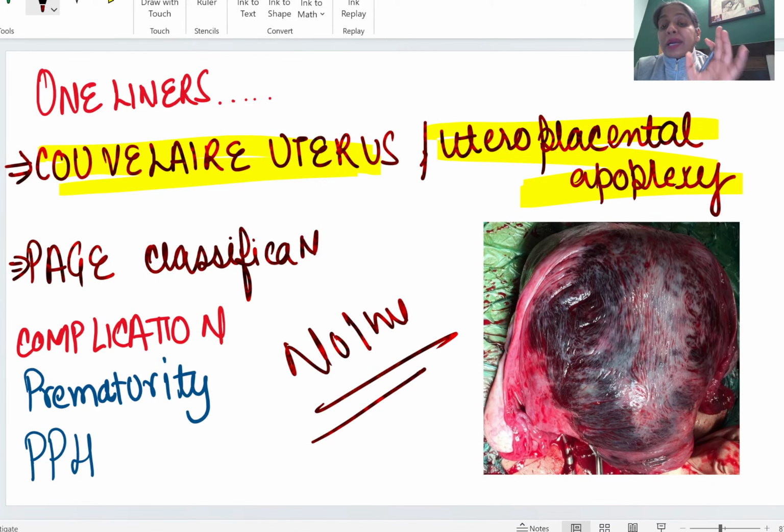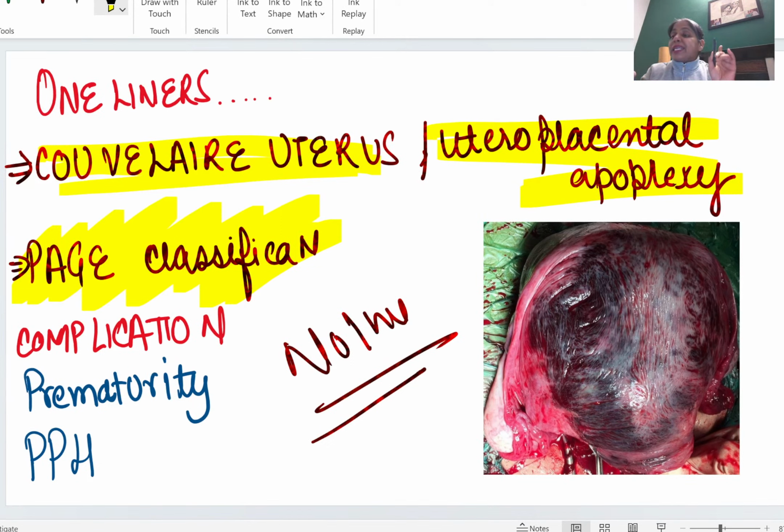The classification is also based on clinical symptoms, and the classification name is Page classification. Complication of abruptio, as I already told you, is that DIC occurs. So we have to immediately terminate the pregnancy. Prematurity is also a complication, and PPH occurs in abruptio.